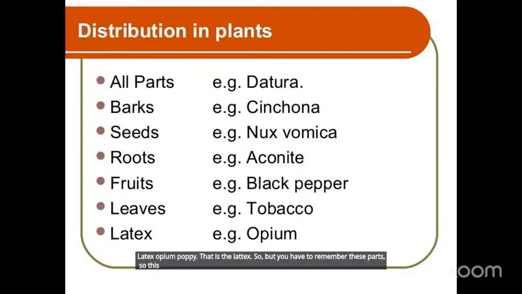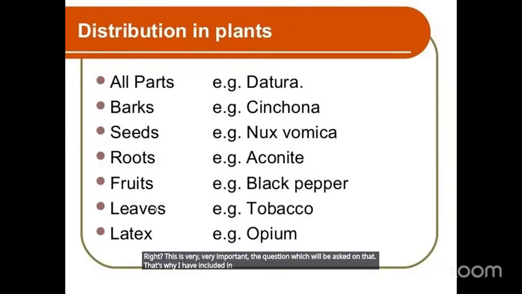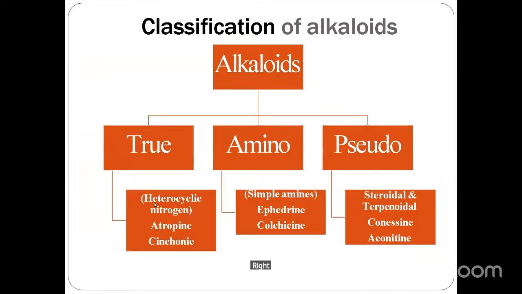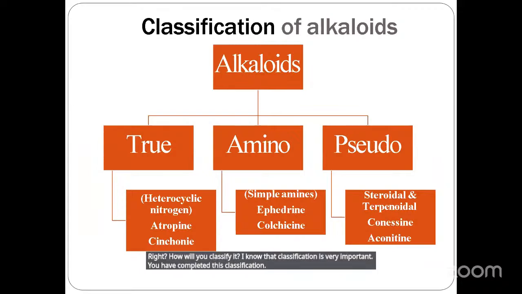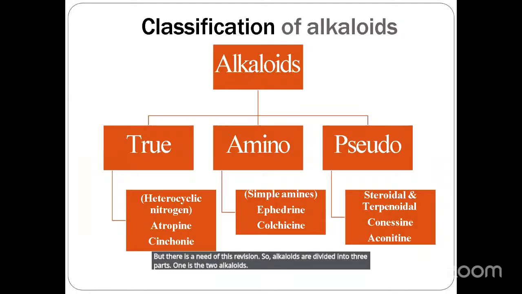But you have to remember these parts. This is very important, and questions will be asked on it. That's why I have included this part in today's session. How will you classify? I know that classification is very important. You have completed this classification, but there is a need for this revision. So alkaloids are divided into three parts: true alkaloids, amino alkaloids and pseudo alkaloids.